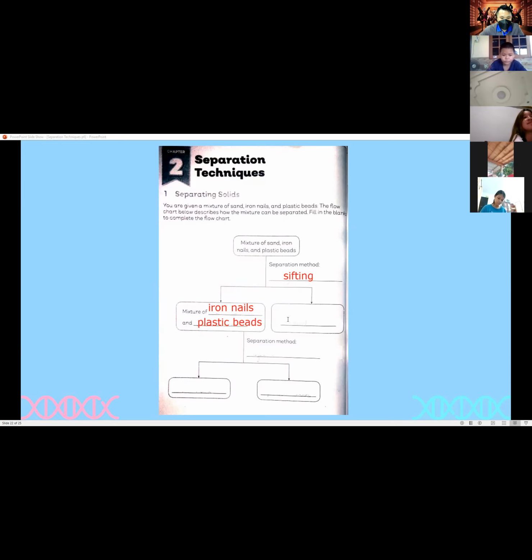How about here? Sand. The sand. Okay. Next. Iron nails and plastic beads. What is the separation method you need to use? Use magnet. Magnet or the magnetic.